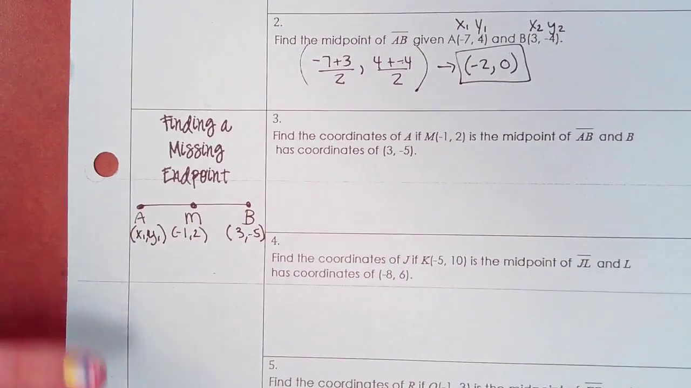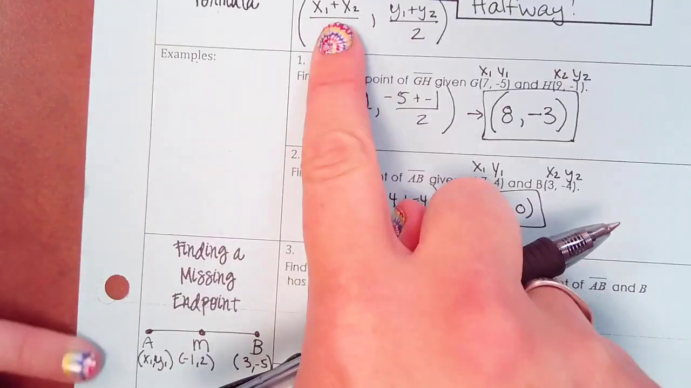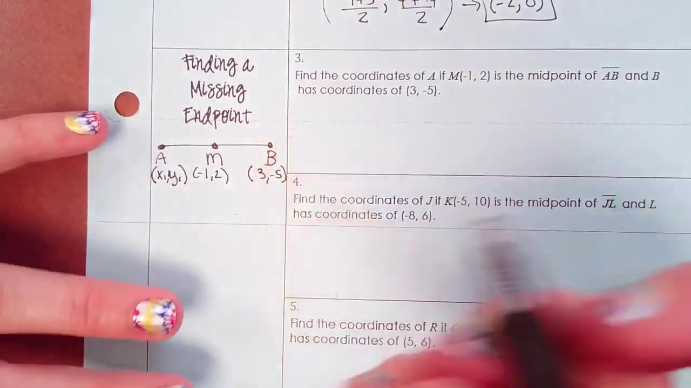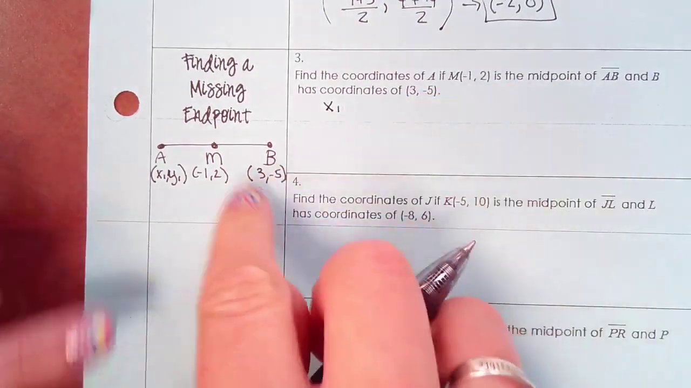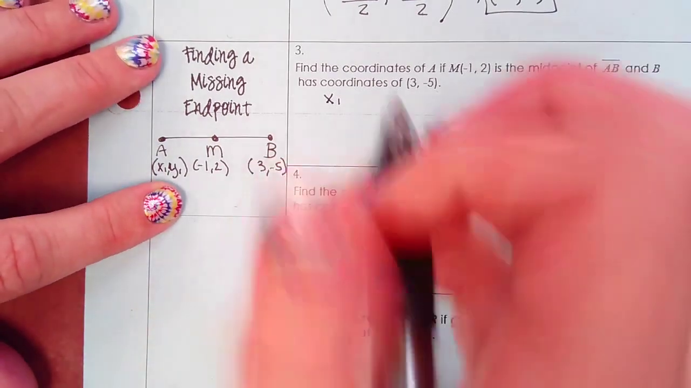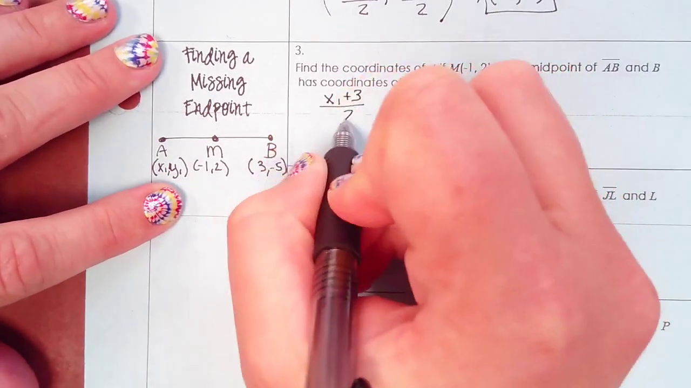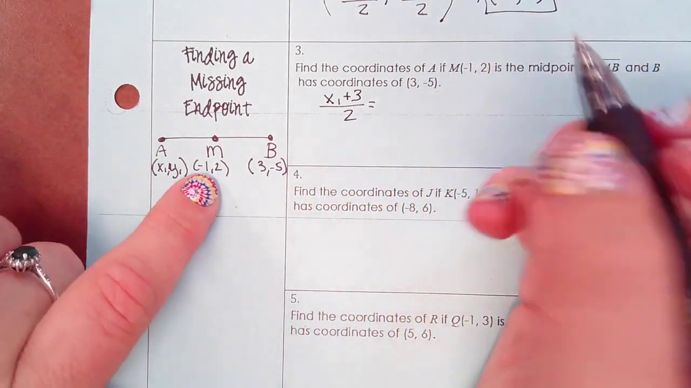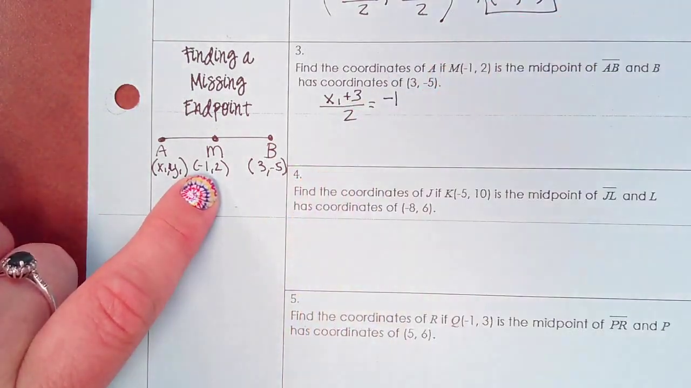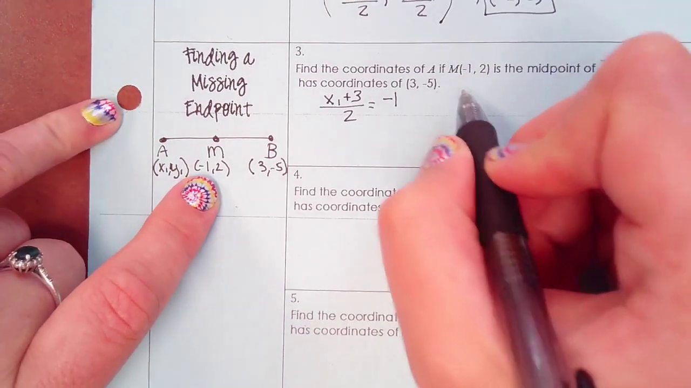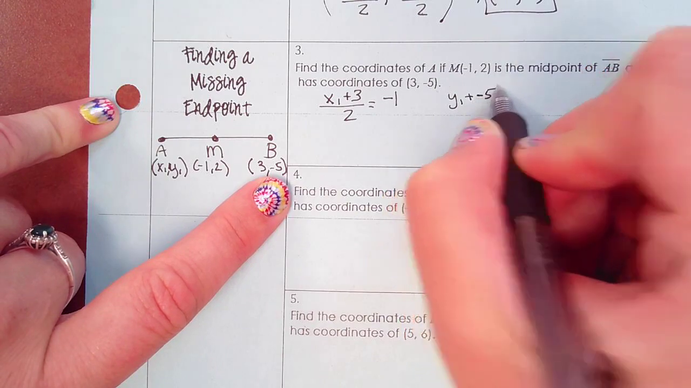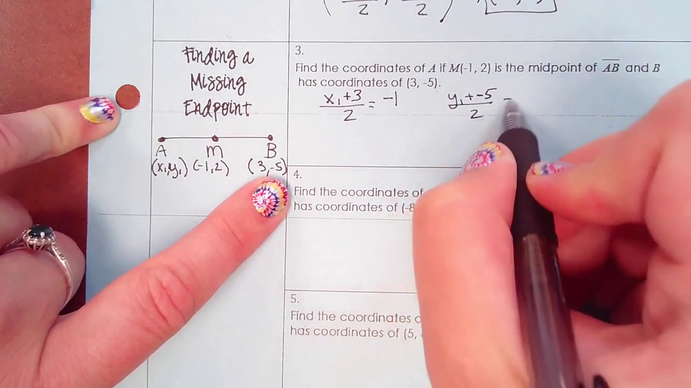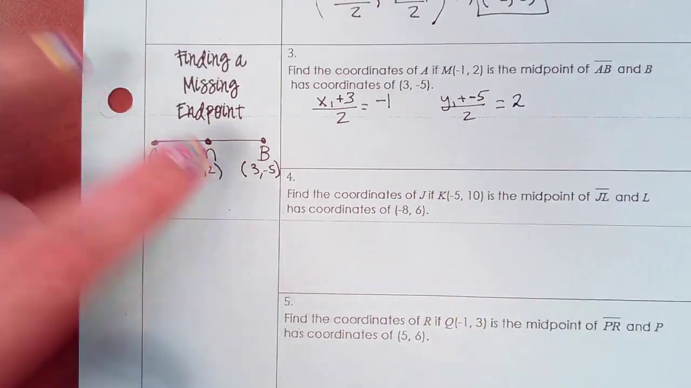Okay, so there's a couple different ways we could do this. The first way, algebraically, is to basically plug into this equation here. So we have the two x coordinates on the ends. We're going to add those together. So x1 plus 3 divided by 2, that would be equal to the midpoint x coordinate, -1. And then we could do the same for the y's. y1 plus a -5 divided by 2 equals the midpoint y coordinate.